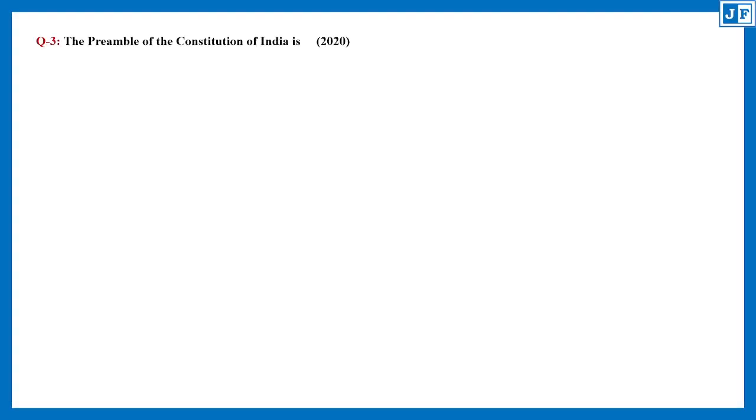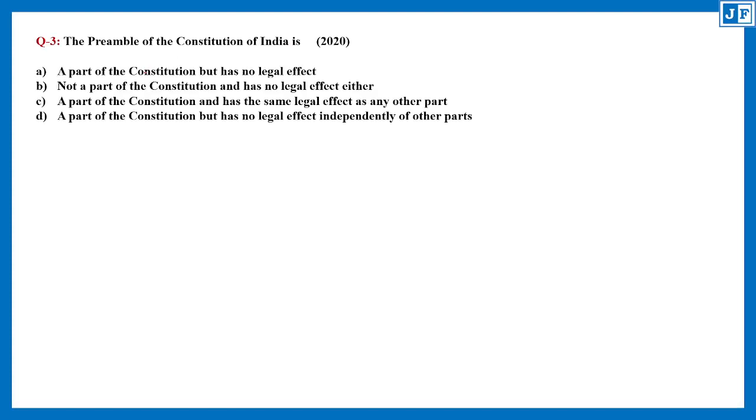Moving to our next question: the preamble of the Constitution of India is a part of the Constitution but has no legal effect, not a part of the Constitution and has no legal effect either, a part of the Constitution and has the same legal effect as any other part, a part of the Constitution but has no legal effect independently of other parts. So the question is on preamble.